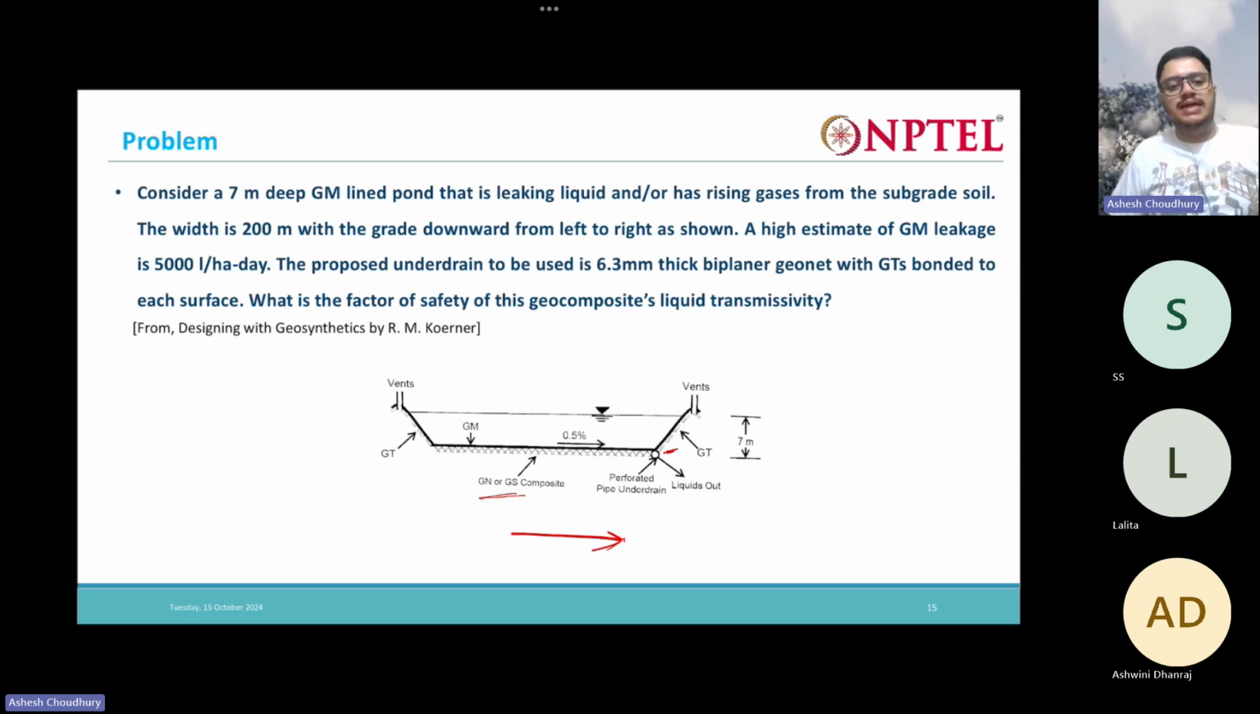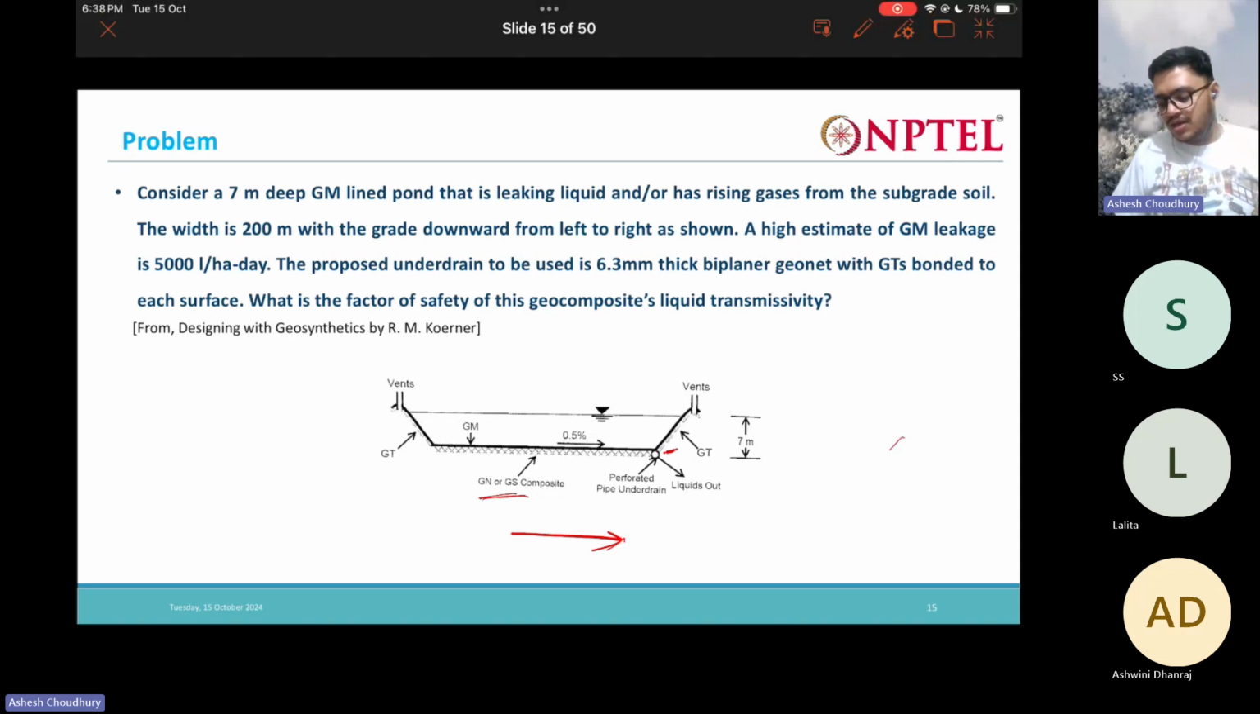The proposed under drain to be used is a 6.3 mm thick biplanar geonet with geotextiles bonded to each surface. You can now imagine how it looks. You have a 6.3 mm geonet, and at the top and the bottom you have layers of geotextile bonded to it, so it is sandwiched like that.